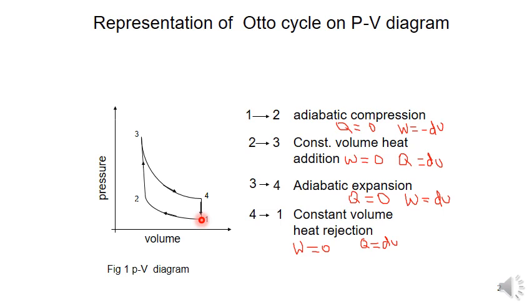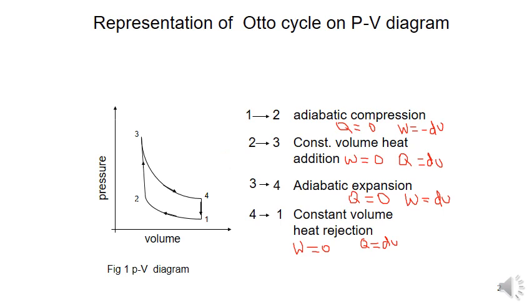What are the assumptions made in the analysis of the Otto cycle? Air is assumed as the working medium and behaves as an ideal gas. Heat is added from an external source, the hot body, and heat is rejected from the air to the external sink, that is the cold body. The walls of the engine are perfectly insulated. So these are the assumptions of the Otto cycle.